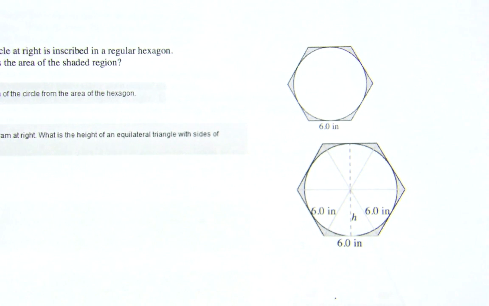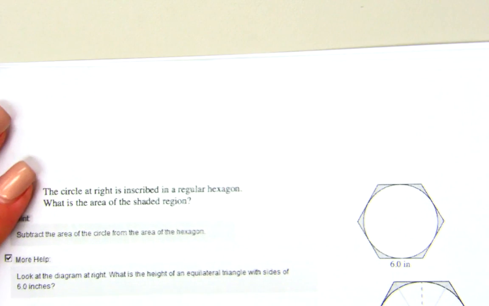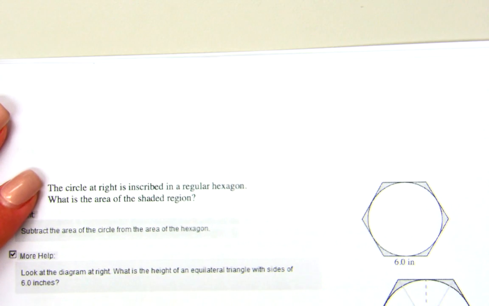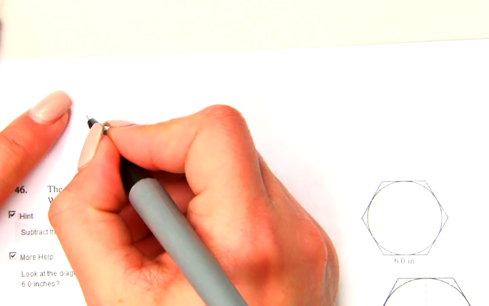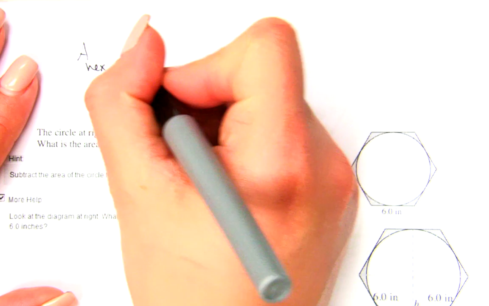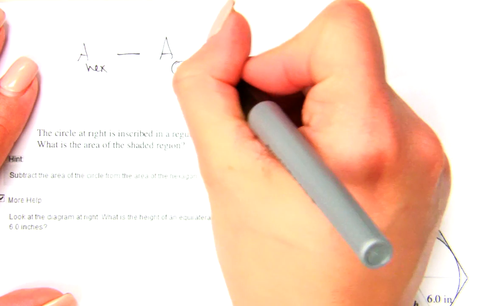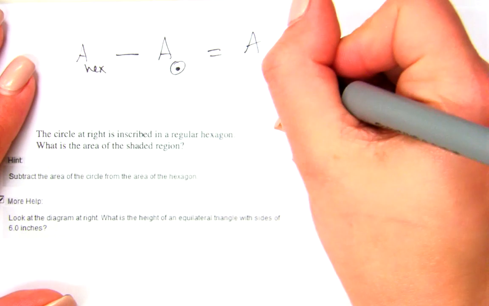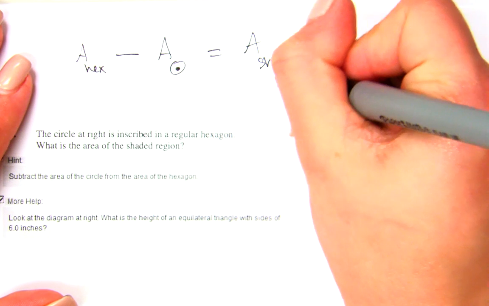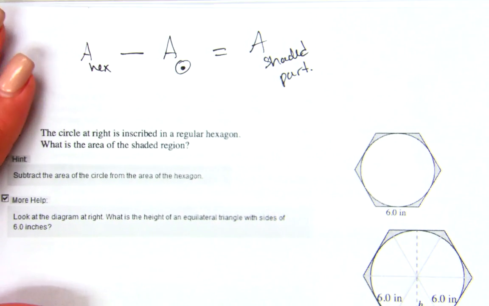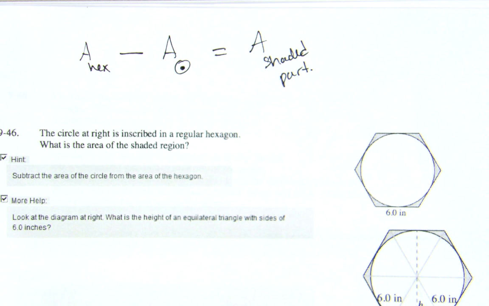So ideally, I'm going to set you up, and maybe you can do this by yourself. Find the area of the hexagon, the old-fashioned way that we used to do. Take out the area of the circle, and then you should be left with the area of the shaded part. That's where we're going with this problem.